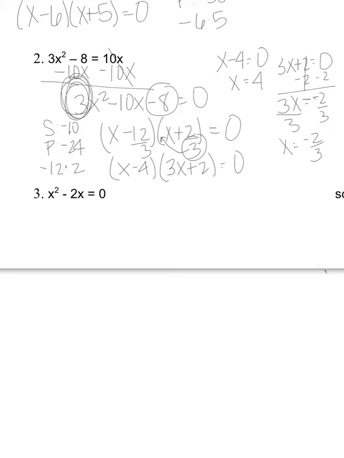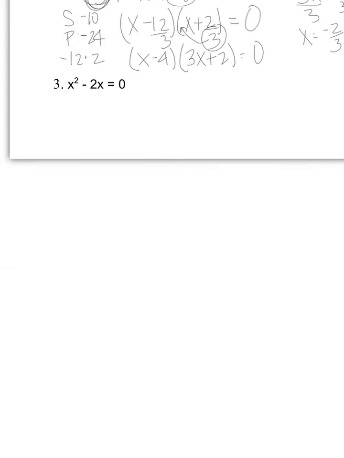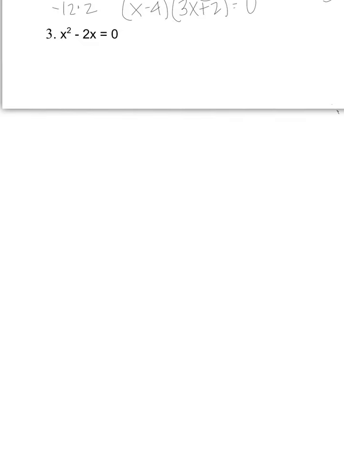Okay, let's take a look at number 3. All right, so first step is to set it equal to 0. Notice it's already set equal to 0. So first step when we factor is GCF. Notice they have an x in common, so I'm going to take an x out. You're dividing each one by x, so you're left with x - 2 = 0.